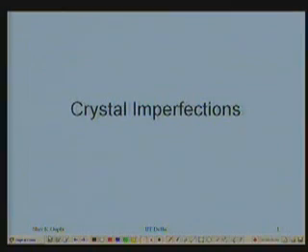Having had a look at the crystal structures, or this kind of arrangement in crystalline and non-crystalline states, now we shall talk about real crystals, and real crystals have imperfections in them, what I refer to as crystal imperfections. So today we shall look at crystal imperfections.